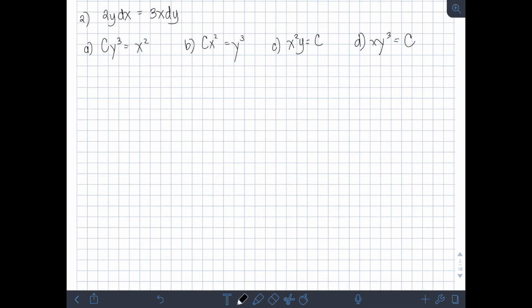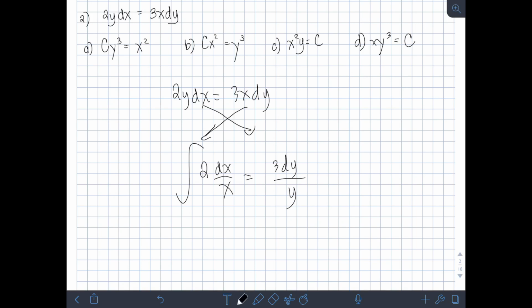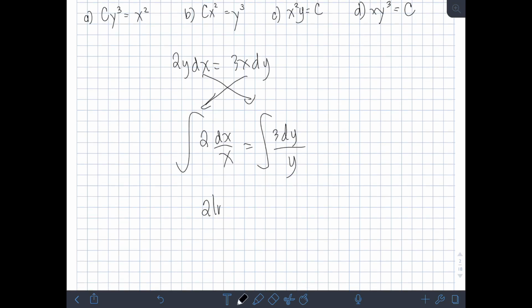Okay? Next, we have 2y dx is equal to 3x dy. Okay, so obviously, variable separable DE uli. So, 2y dx is equal to 3x dy. So, pwede nating i-cross multiply dito si y, tapos i-cross multiply dito si x. So, magiging 2 dx over x is equal to 3 dy over y. And then, integrate both sides. We have 2 ln x equals 3 ln y plus c.